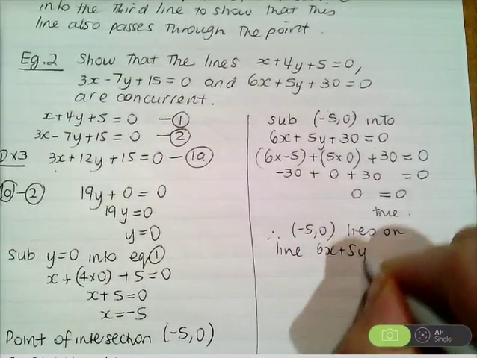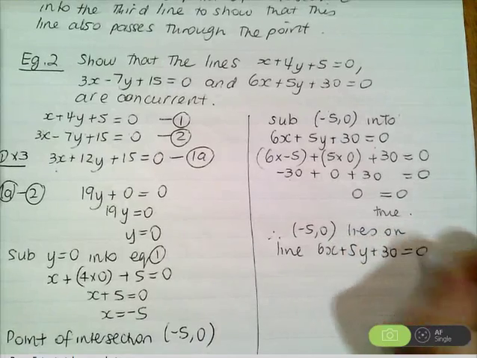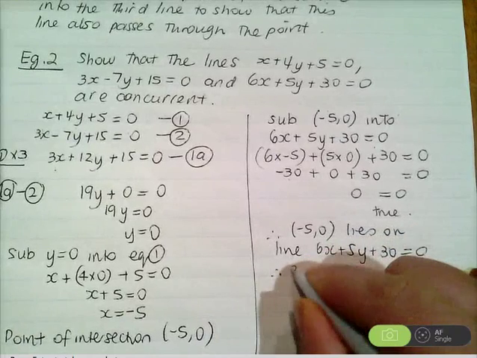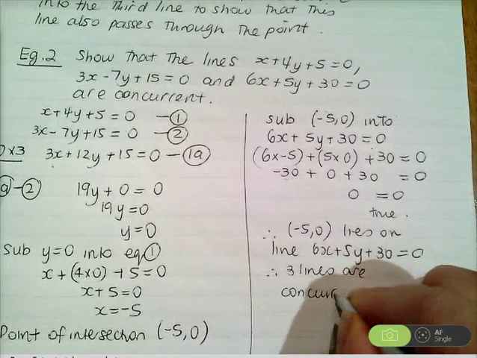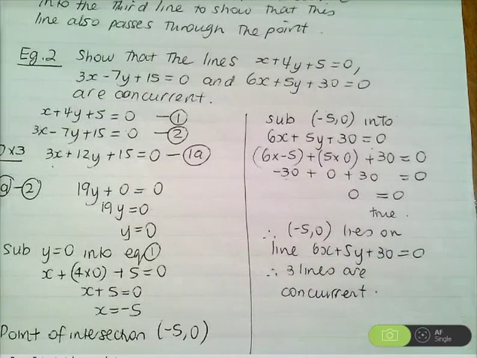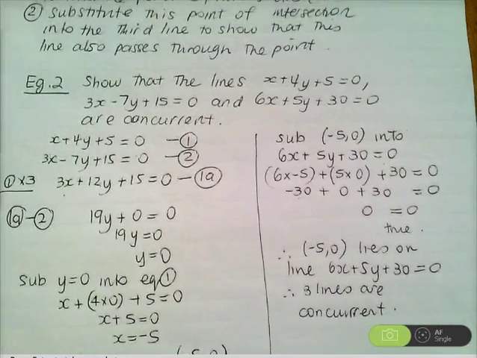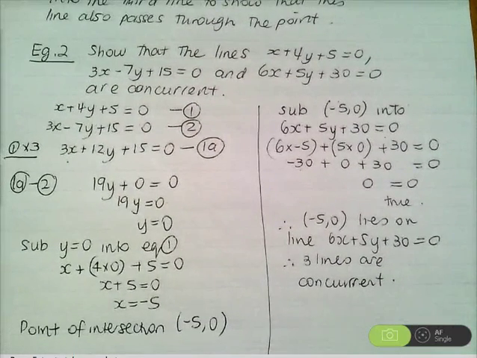6x plus 5y plus 30 equals 0. Therefore, the three lines are concurrent. In other words, the three lines all pass through that same point, that point being -5, 0. And that's how you do a question like this, okay?